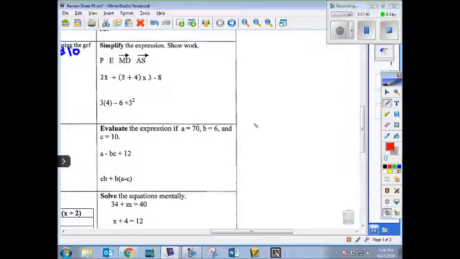Okay? Everybody watch. I'm going to make one up here. I'm going to do C times B minus A plus B C, something like that. Okay, so there's an algebraic expression because it has numbers, variables, and operations.